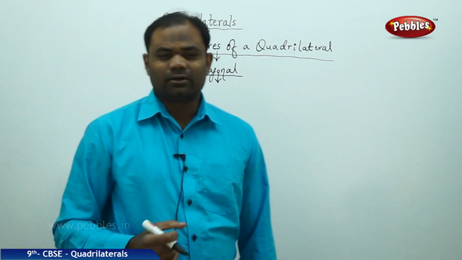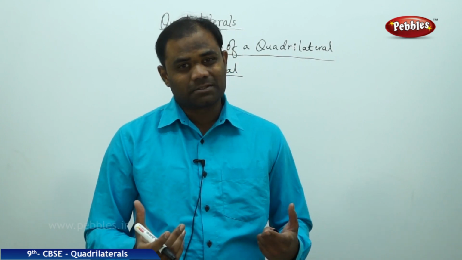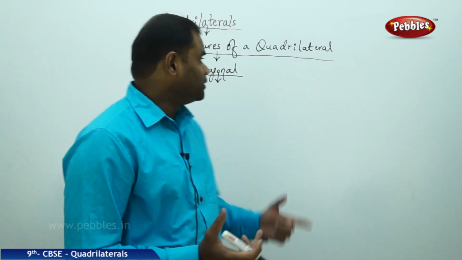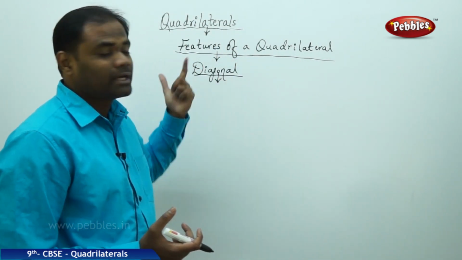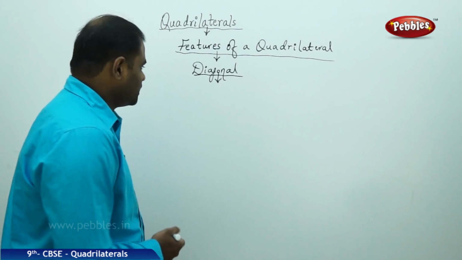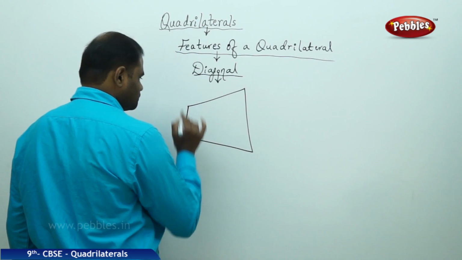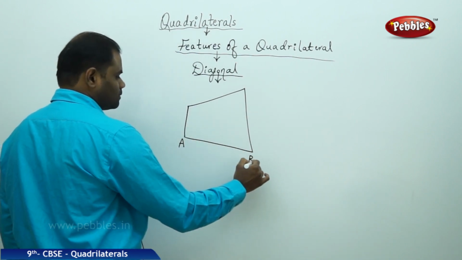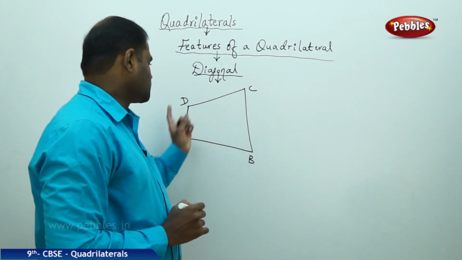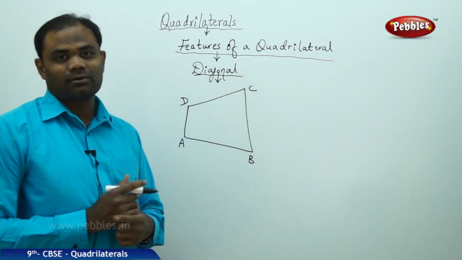What is a diagonal in a quadrilateral? Now that we have discussed the vertices, the angles, the lengths or sides of a quadrilateral, the next important concept in the features of a quadrilateral is diagonal. So let's see the diagonal of a quadrilateral. Let me take a quadrilateral ABCD. Now we know that this is a four-sided closed region which is called a quadrilateral. So ABCD is a quadrilateral.